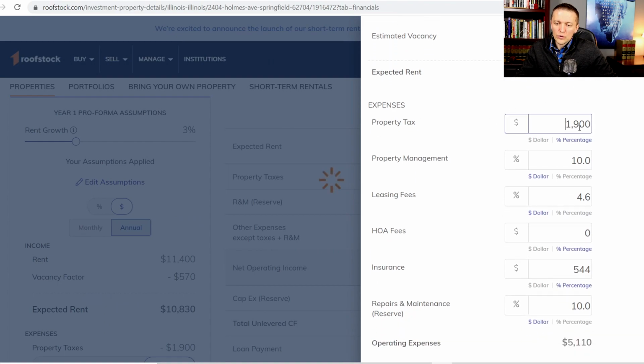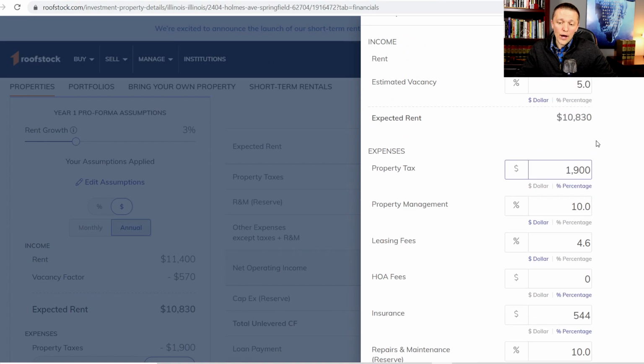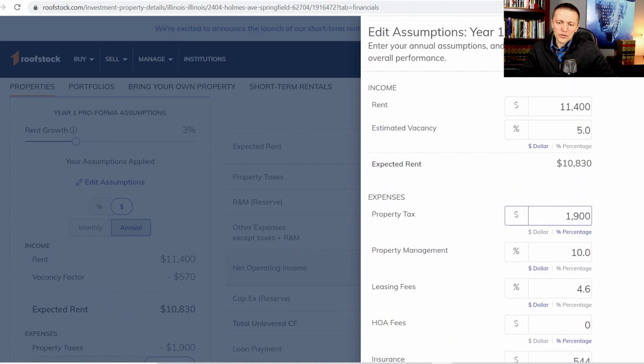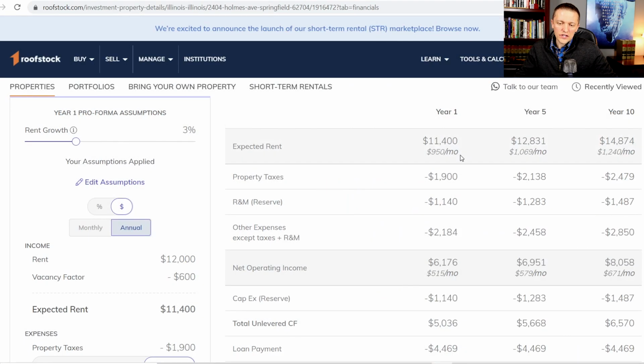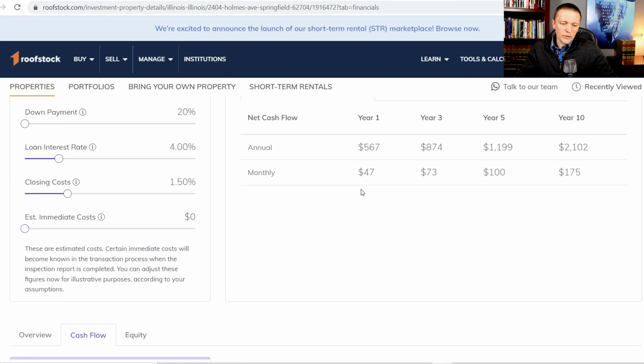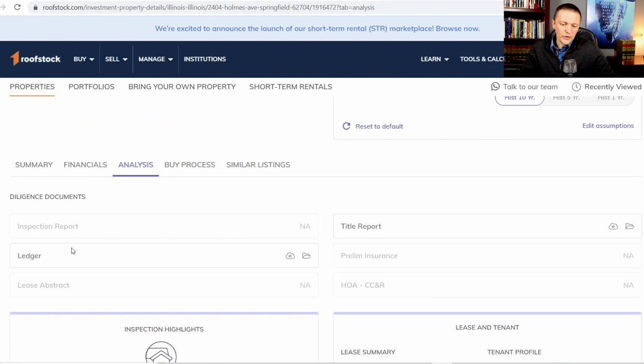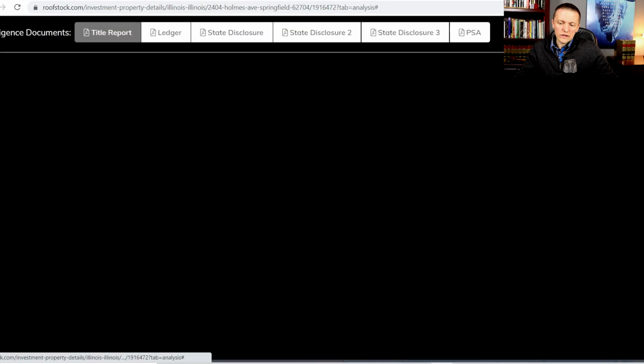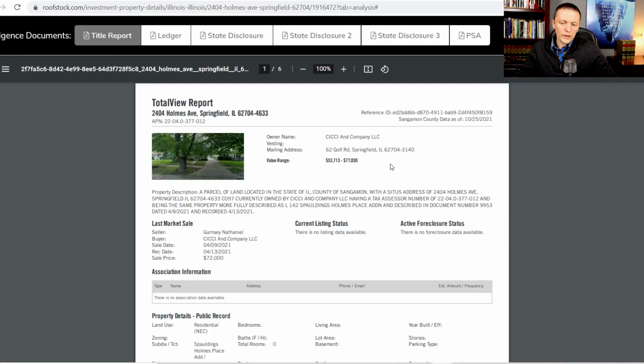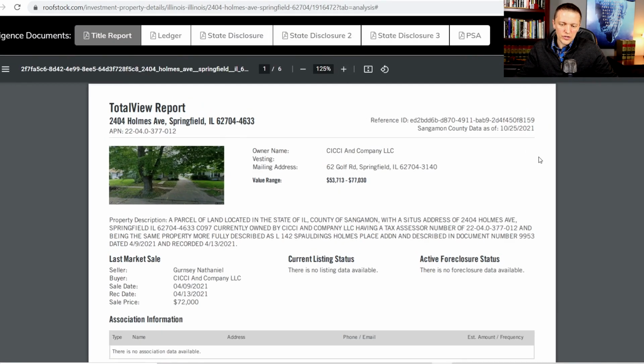Property taxes. So property taxes are listed as $1,900. Now, we need to confirm this, and I don't know where this number is coming from right now. So the way I would confirm this, and I'm just going to leave everything else alone, is I'm going to close this out. It does change the numbers because we changed the monthly rent. And I want to show you guys in analysis, we have some due diligence documents. And one of those documents is called the title report. You click on that, you open that up, and just make it bigger so you guys can see.